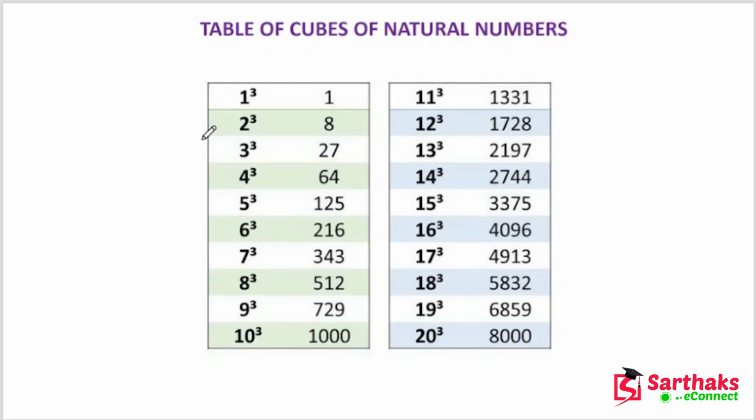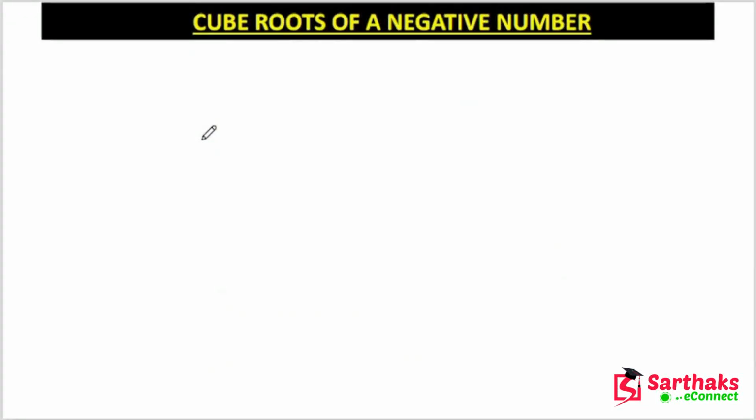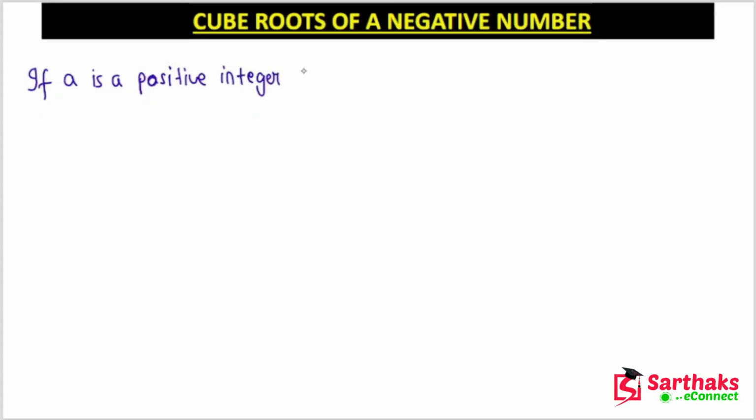So let us start today's lecture by talking about what exactly is the cube root of a negative number. Now to understand this fact, let me start with a positive integer. Okay, so if a is a positive integer, we are on purpose taking it positive, then minus a is a negative integer, right? So if a is a positive integer, then minus a is a negative integer, right?